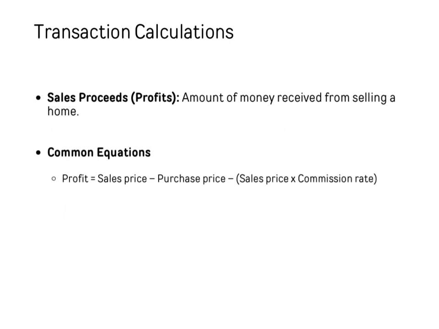Sales proceeds, profits. The amount of money received from selling a home. Common equations: profit = sales price - purchase price - (sales price x commission rate).